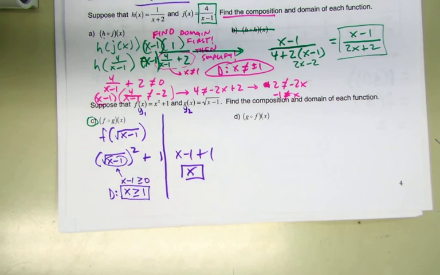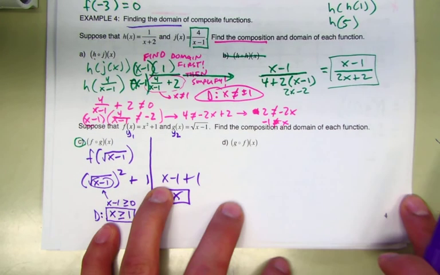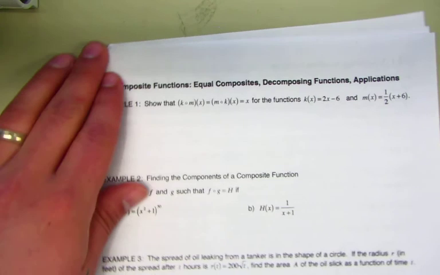So, to summarize, make sure you find the domain. After you plug everything in, find the domain, then clean it up and simplify it. Okay? All right. Let's turn the page. We only have this last page to do, so we should be able to get it done.